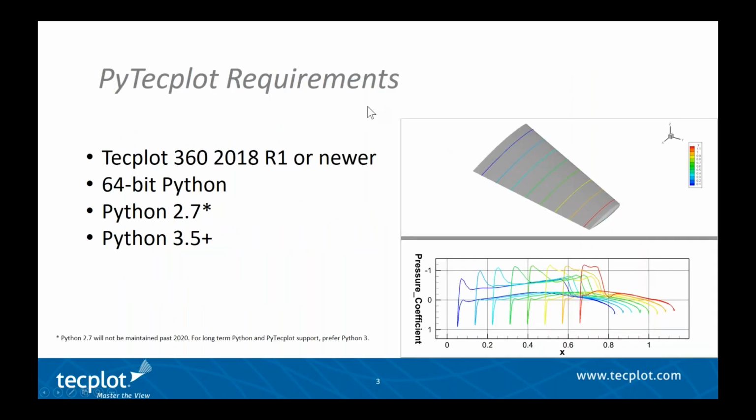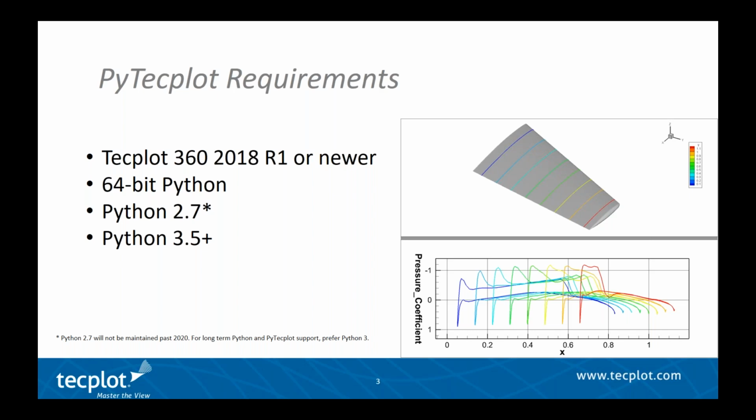Okay, so PyTecplot requirements. Number one, you do need Tecplot 360 2018 R1 or newer installed. We did release our first version of this Python API in 2017. So you can run Python scripts all the way back then, but at that point it was batch mode only. What I'm showing you today with the connected mode and some of the other features do require a newer version of Tecplot 360.